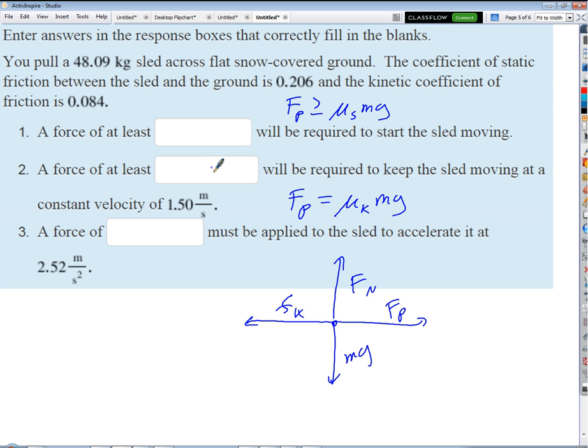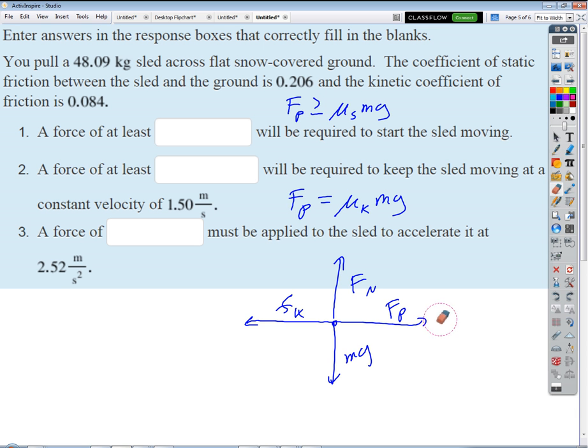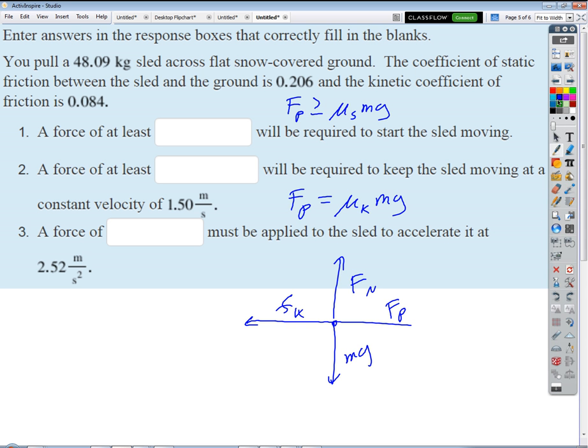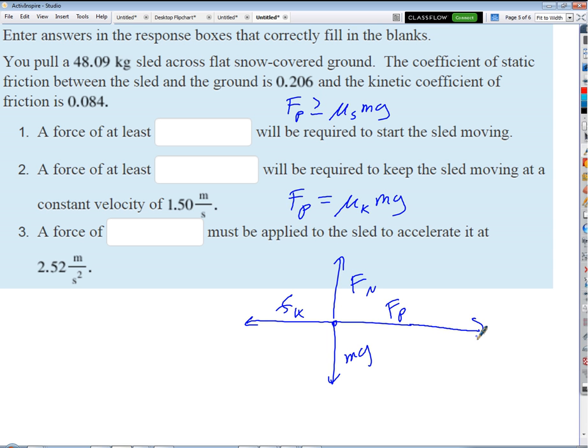Okay, now the trickier one, I think, is part 3. Part 3 wants to know how much force must be applied to make the sled accelerate with that acceleration. So what am I doing to this picture to make the sled accelerate? You're increasing your pushing force. Okay, I'm increasing my pushing force. Exactly. Good. So now if I want this thing to accelerate, I do need to have a net force horizontally, right? So what's my net force going to be?